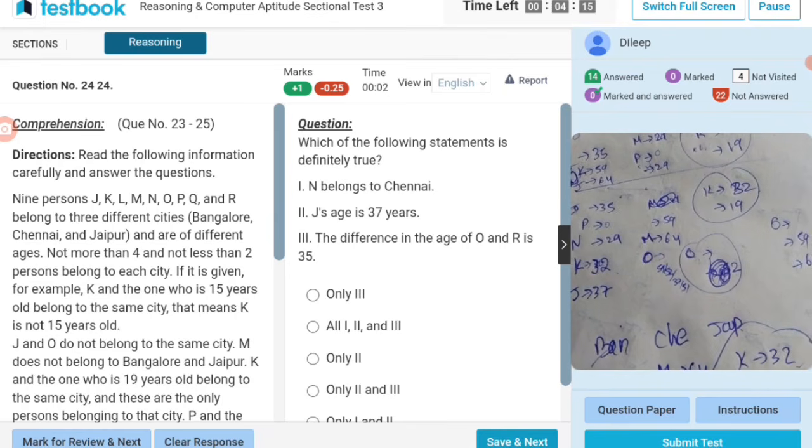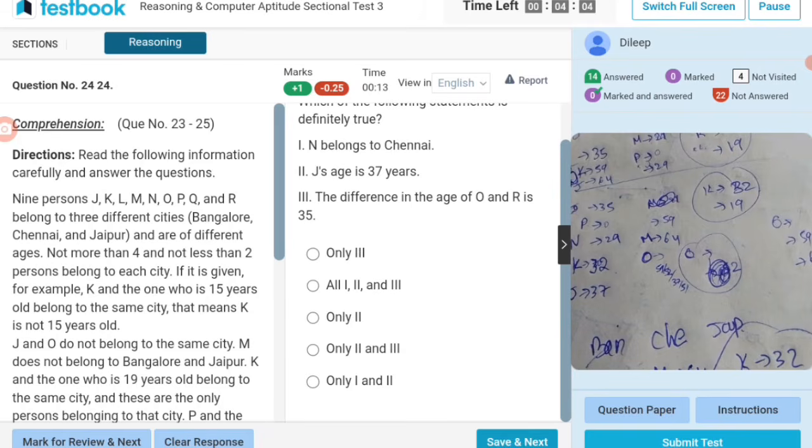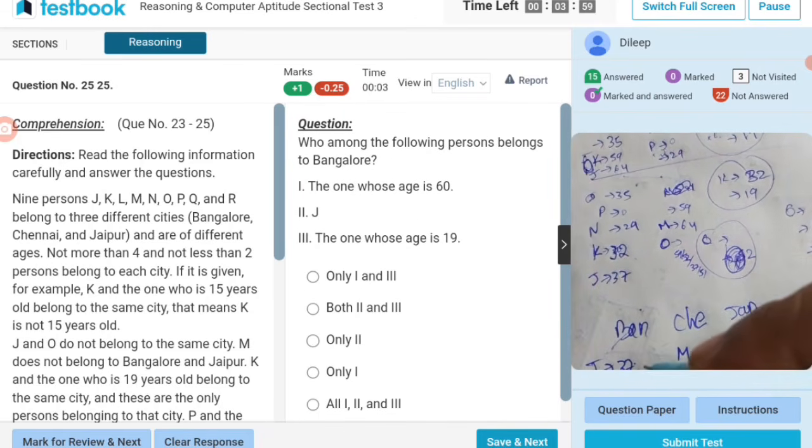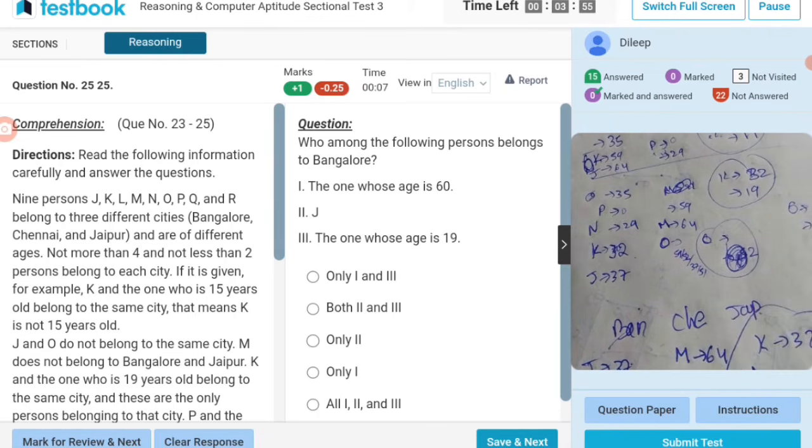N belongs to Chennai and J is 37. Difference between O and R is 35. Only 1 and 2 true. Belongs to the Bangalore 60. J 19. Only 2.